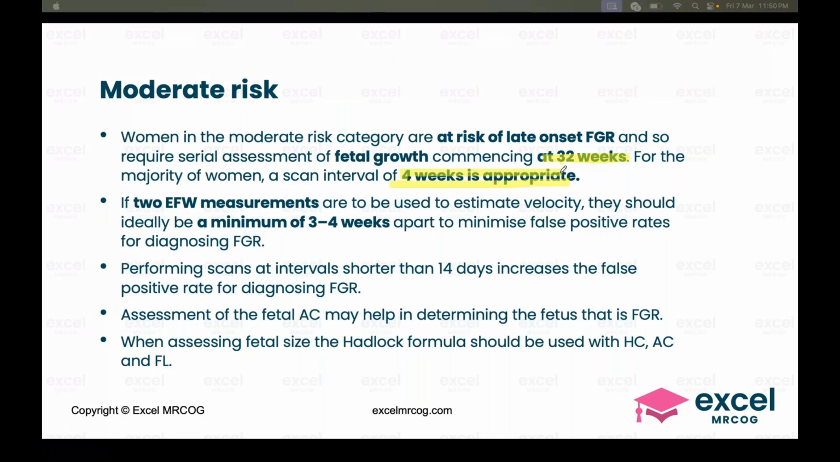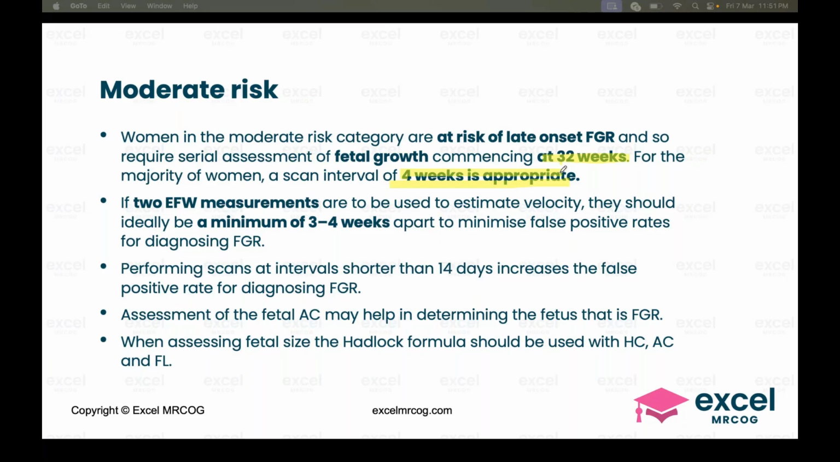Remember, unlike what is generally believed, and most candidates say that in their stations, you do not do a scan in the 3rd trimester if the growth is normal, I mean, if the patient is low risk. There is no need to repeat a scan in the 3rd trimester. However, if there are moderate risk factors, then you will do a scan at 32 weeks first and then every 4 weeks, so 36 weeks.